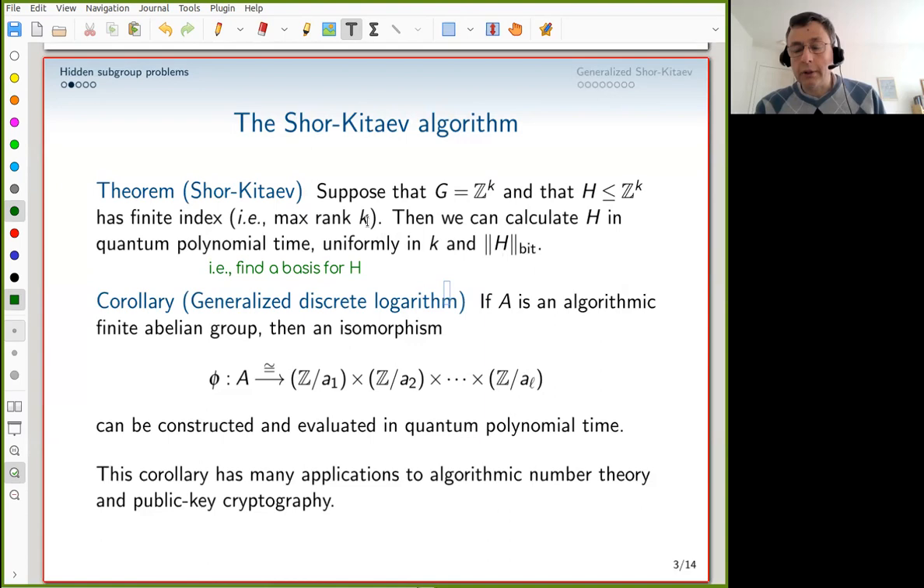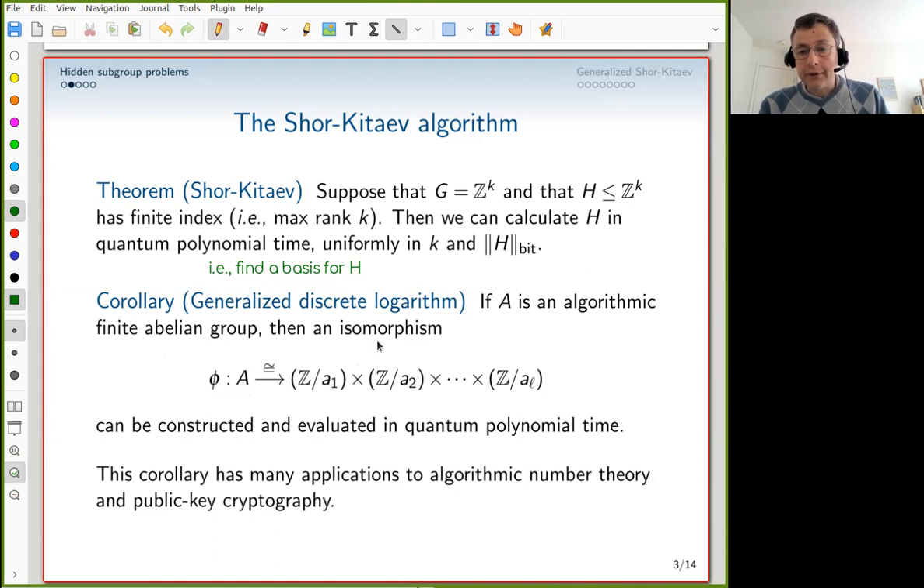Kateyev's contribution, actually. So anyway, it has this corollary in this generalized form from what Shor originally says. It doesn't matter where the hiding function comes from. It's a very powerful algorithm that way. But the corollary is that if you can set the target of the hiding function to be another finite group, so if A is an algorithmic finite abelian group, then you have the classification of finite abelian groups. They're all products of cyclic groups.